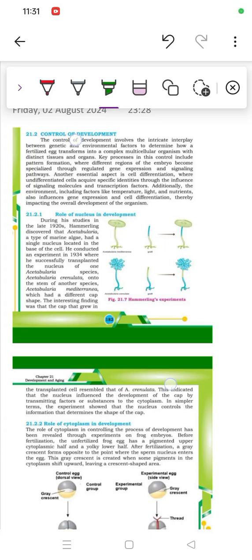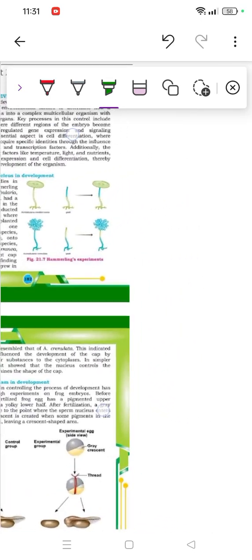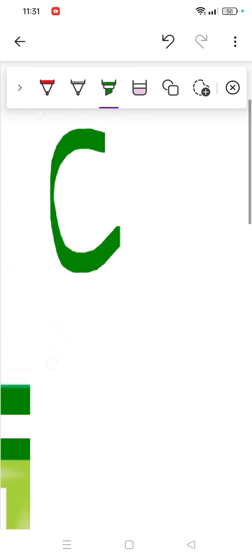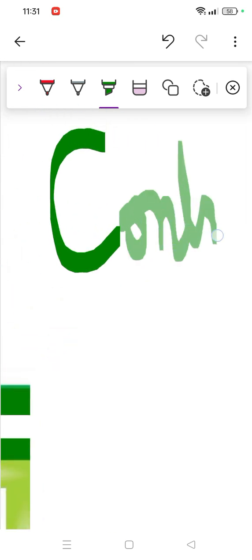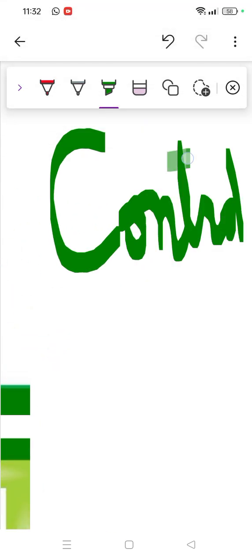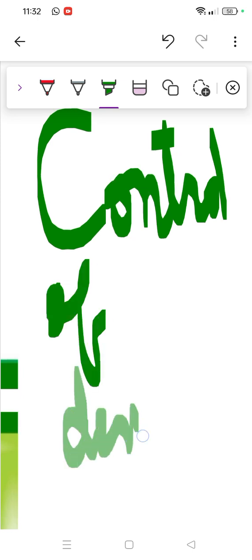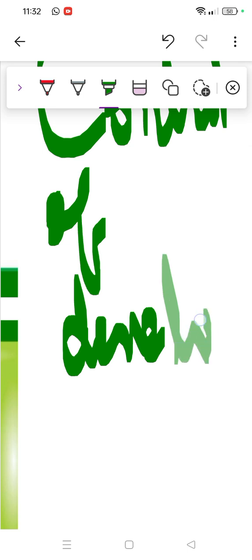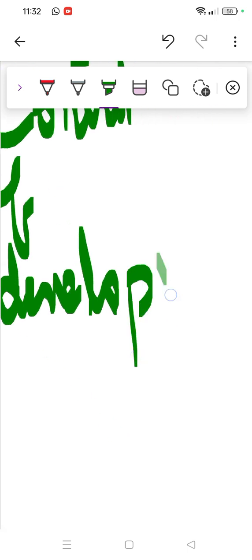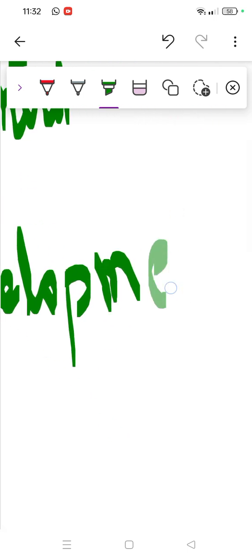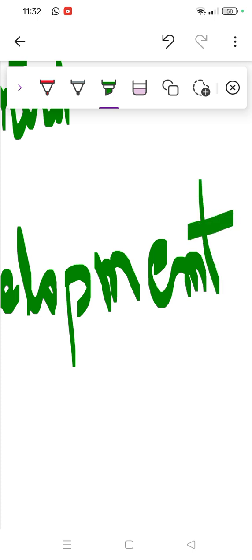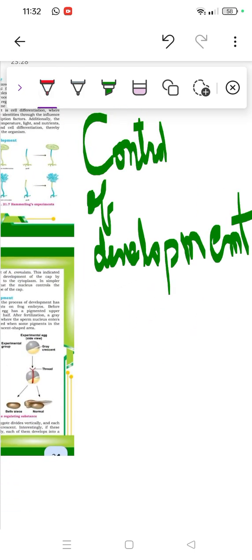Okay, so in this video we are going to discuss control of development. This is quite a small topic. This topic is simply about controlling development by two factors. One is the controlling role of the nucleus in development, and the second is the role of cytoplasm in development. So let's check it out.